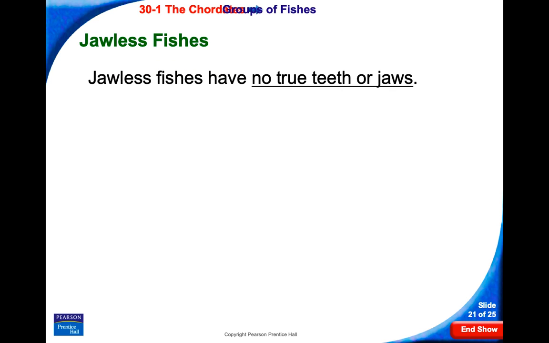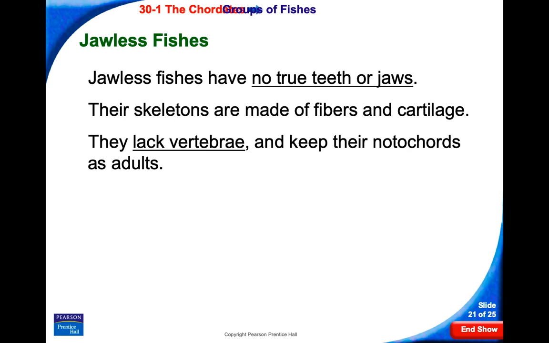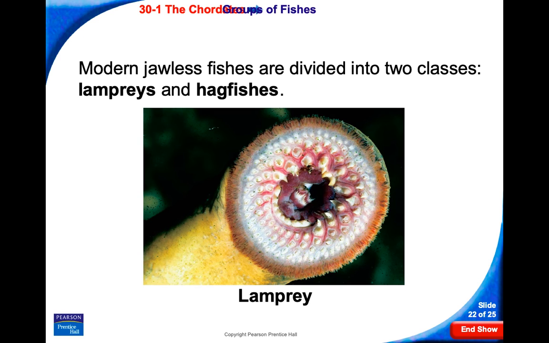All right, so jawless fishes, aptly named, they have no true teeth or jaws. Their skeletons are actually made up of fibers and cartilage. They don't have any vertebrae, and the notochords that develop when they are embryos stay with them even in their adult form. So that provides some form of structure, similar to a backbone, but not as rigid. Now there are two classes of modern jawless fishes.